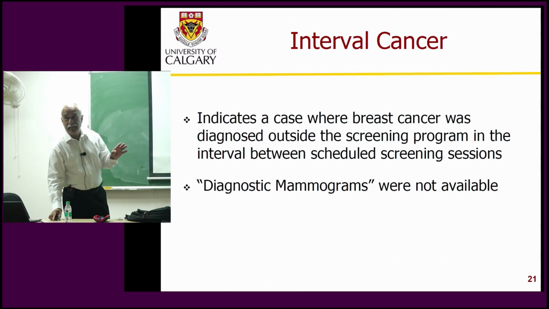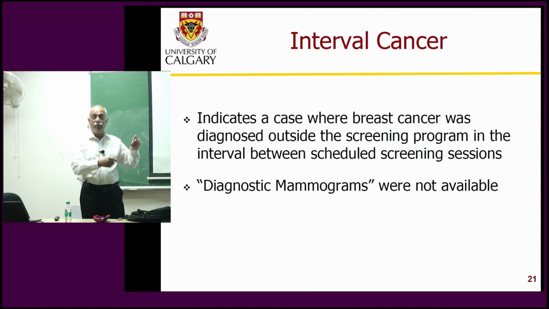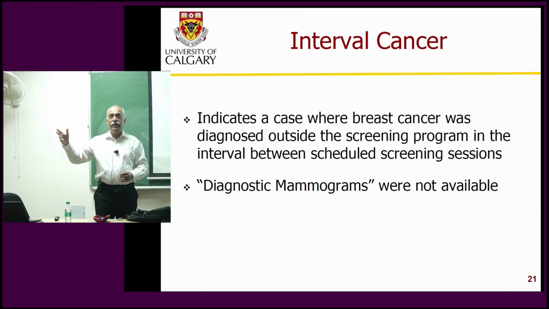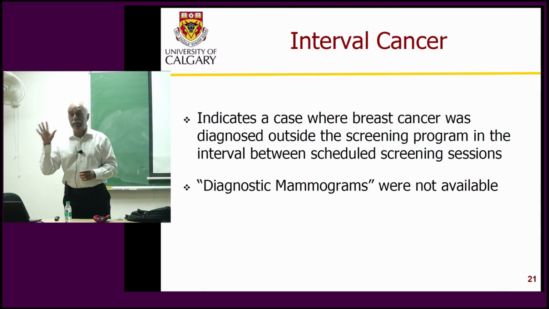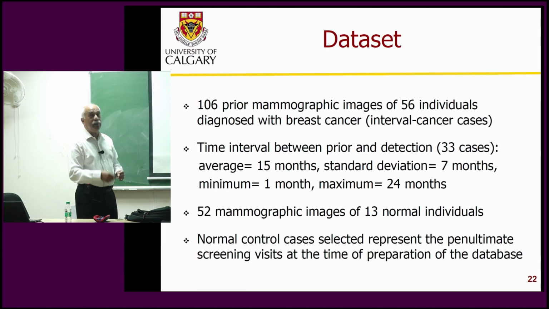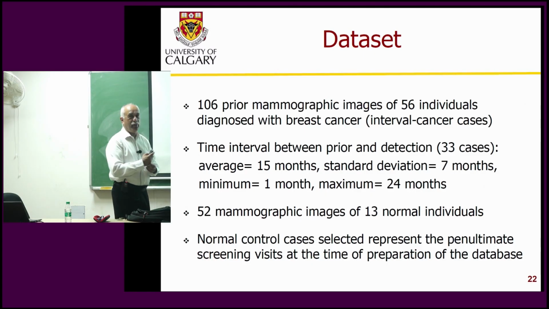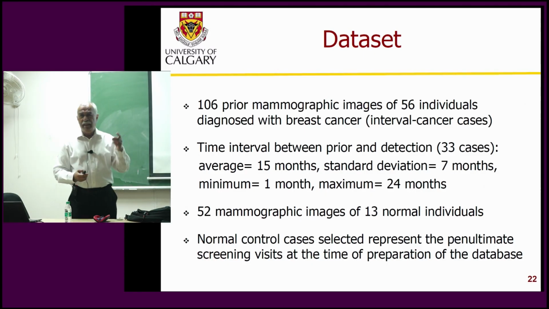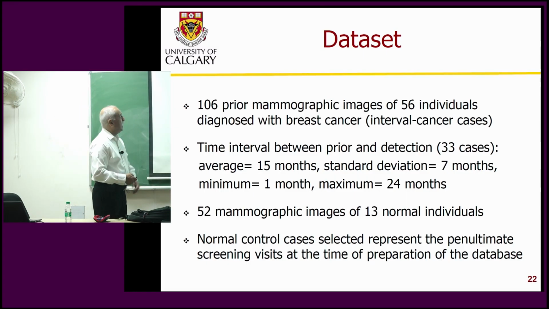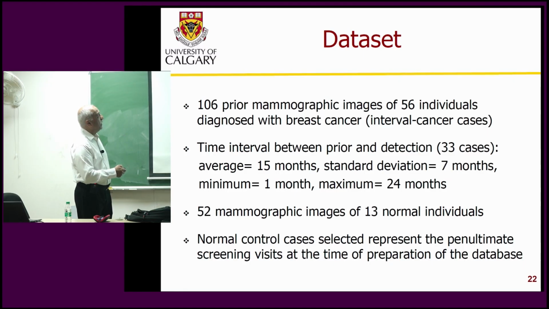So Dr. Desertel, in the screening program, went back to the prior mammograms of interval cancer cases, not knowing which mammogram cancer was detected on. Those images were prepared as a data set for the next student, for whom we had to make it more difficult. This work was done by Shantanu Bonik, who also did the work on the 3D image processing that I showed yesterday. In Shantanu's work, we had a data set of 106 prior mammograms of 56 individuals diagnosed with breast cancer. These are interval cancer cases. We don't have the mammogram on which cancer was detected, only the previous ones.